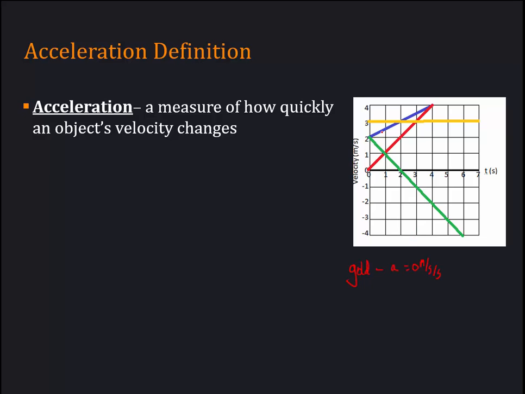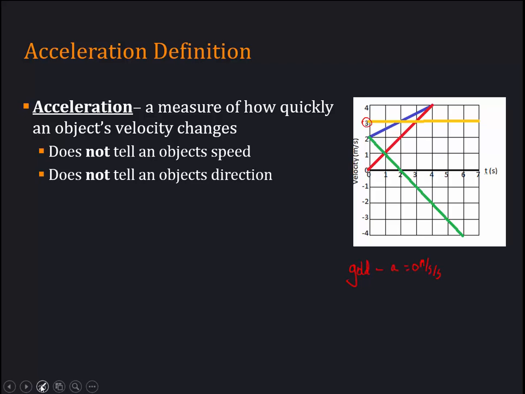You'll notice the thing that's moving the fastest at the very beginning is this object because it has the highest velocity. It also has the least acceleration. So acceleration is not a measure of speed. It does not tell me how fast something is moving. It does tell me the rate at which the velocity changes. It does not tell me an object's direction. And here's what I mean by that.